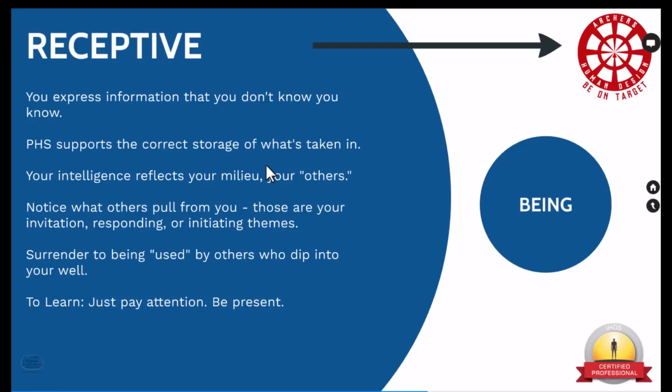And your primary health system, brain-body system operating in alignment, supports the correct storage of what's been taken in. When you're receptive, you're taking it all in. You're like a big open sponge. Whether or not you have a defined head ajna, you're like a sponge here. Okay, when you're receptive in being, the intelligence that you display reflects your milieu, as Rob would say, the others in your life who are drawing from your well. You're like this deep, think of gate 48, storage, well of information that you've taken in.